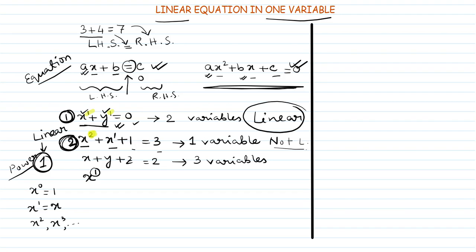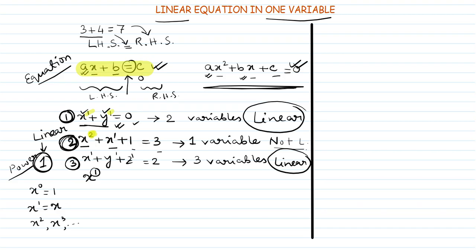For the third one, you can see all the powers are 1 in all the terms, and on the right side it is constant. So, it is linear. So, I hope that the meaning of linear is clear to you right now. So, tell me for this one, is it a linear equation or not?